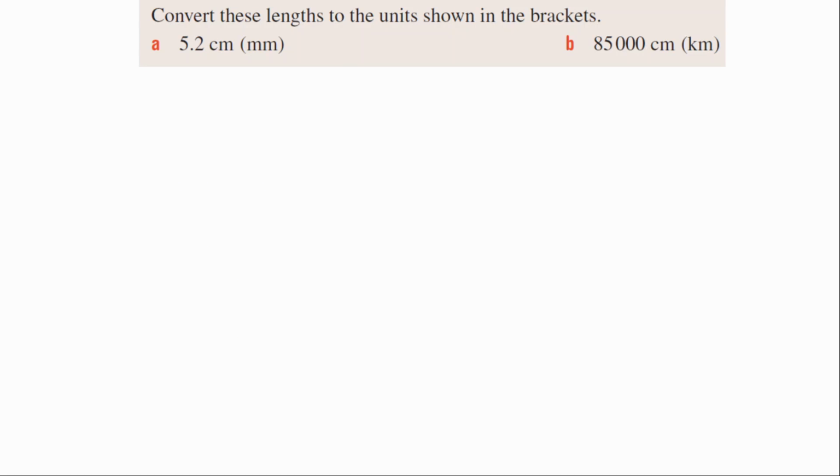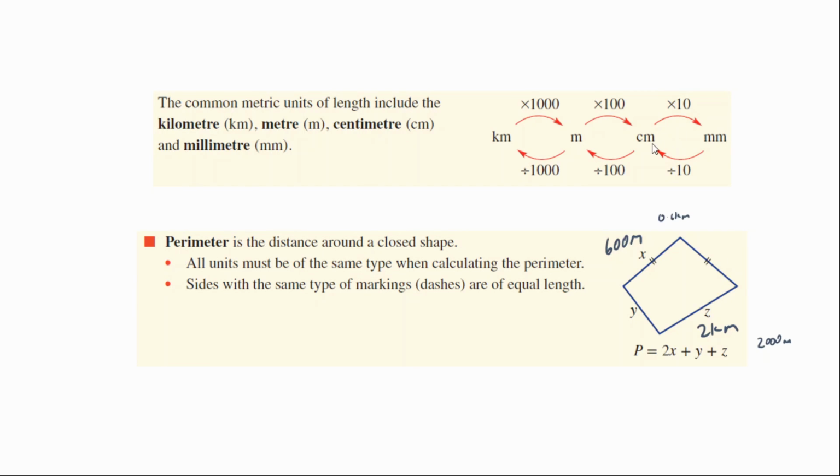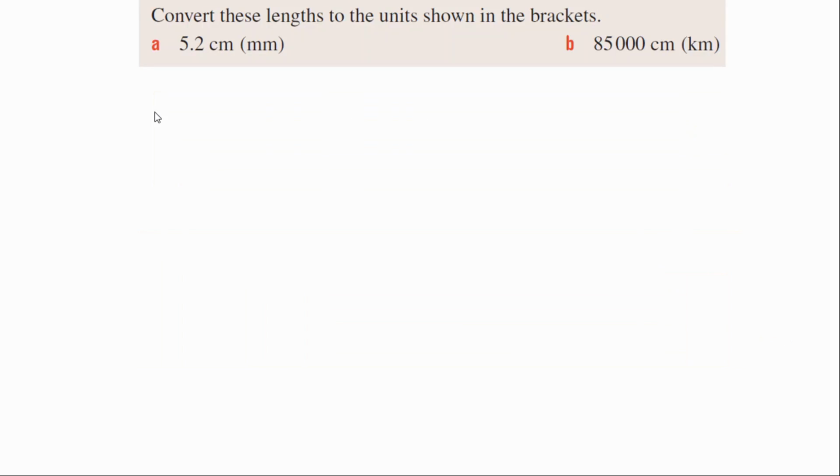Alright, let's have a go at this question here. Convert these lengths to the units shown in the brackets. We're given 5.2 centimeters. Remember, to get from centimeters to millimeters, we'll multiply by 10. Make sure you're referring to this. So 5.2 times 10 to get the millimeters. And that will give us, for question A, 52 millimeters.